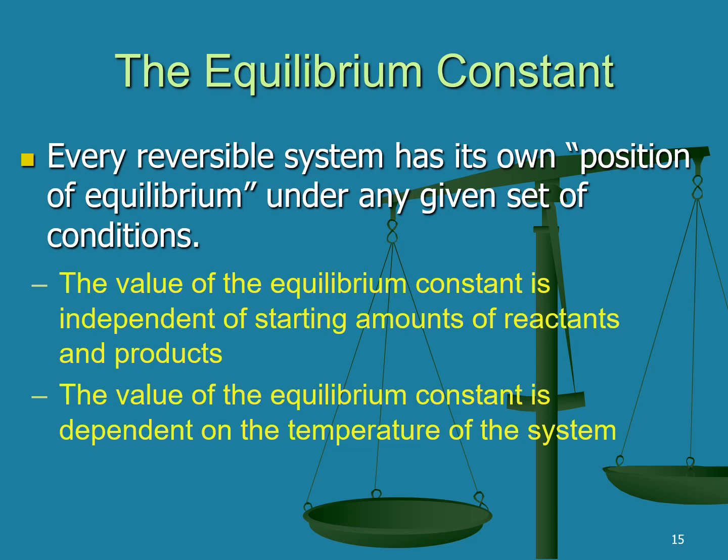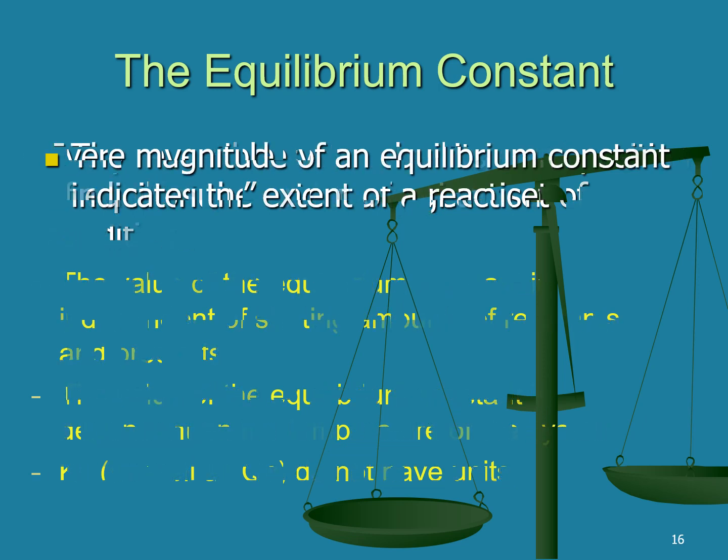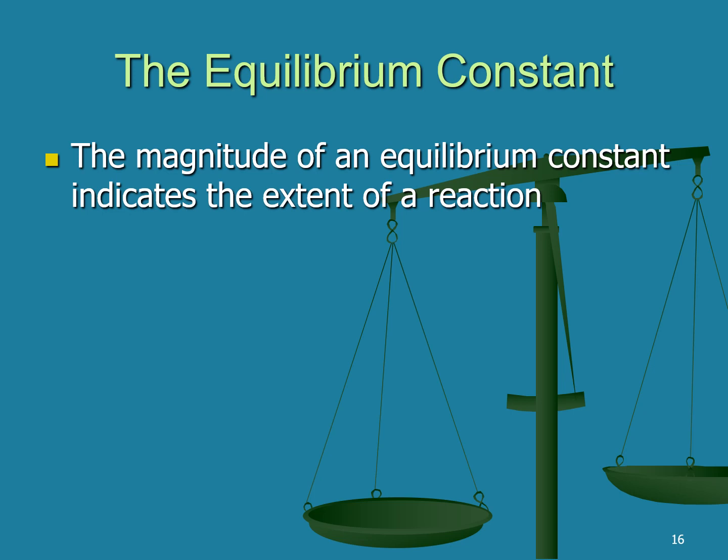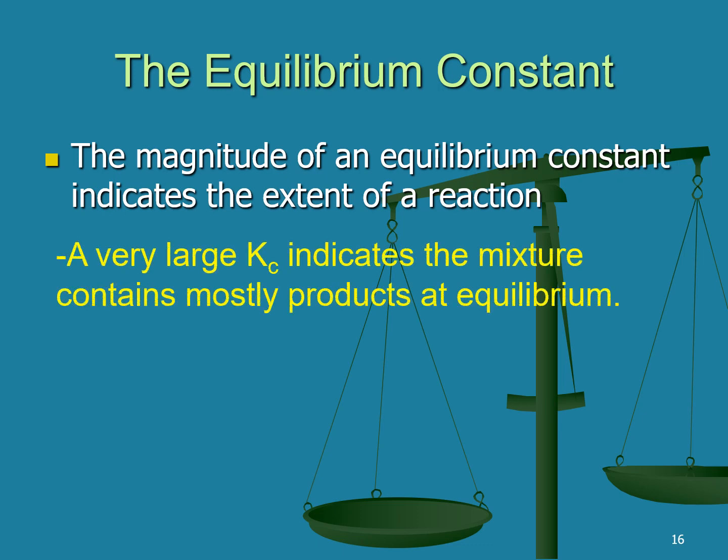And so it is dependent on temperature of the system, and sometimes on pressure. But if that remains constant, then that's the set point. This reaction will always come back to that ratio. Kc or Qc, neither of them have units. Okay, so the value of Kc can help you determine the extent of a reaction.